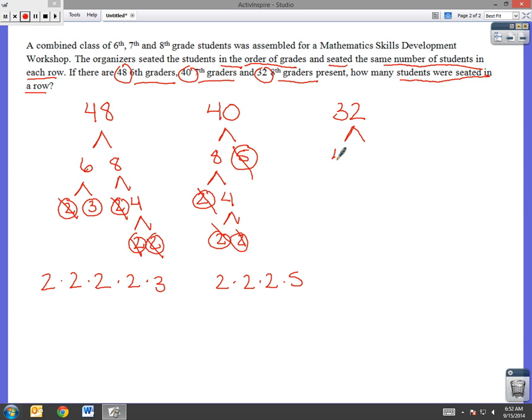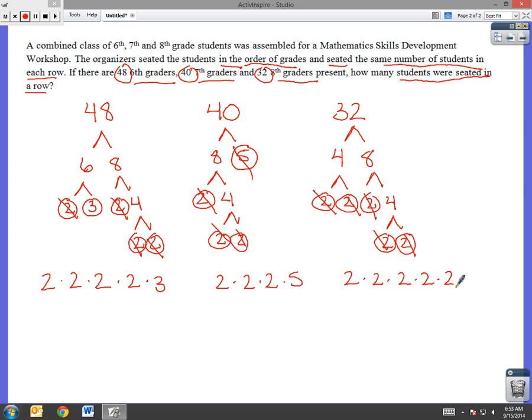Let's go to 32. I'm going to go with 4 times 8. I'm going to break up 4 first because it has 2 prime factors, 2 and 2. Let's break up 8. 4 is not prime, and we have 2 and 2. I have five 2's, so 2 times 2 times 2 times 2 times 2. In exponential notation, 48 would be 2 to the 4th times 3, 40 would be 2 to the 3rd times 5, and 32 would be 2 to the 5th.